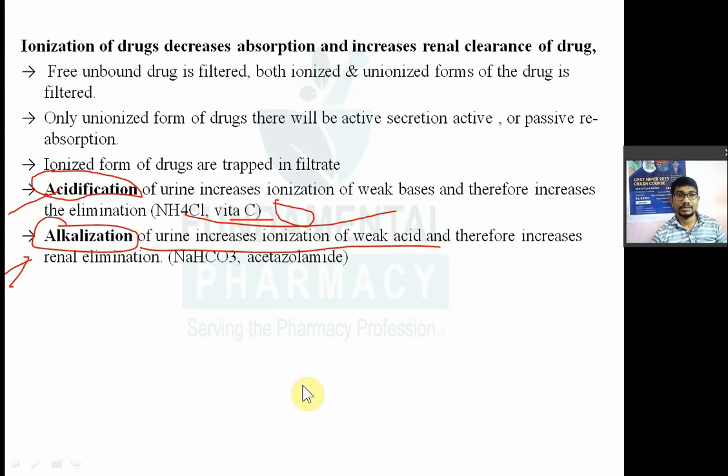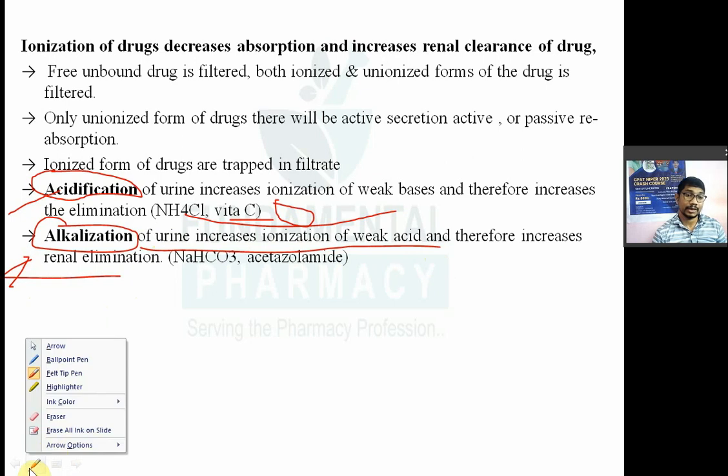What are the examples of urinary alkalizer? That is sodium bicarbonate and acetazolamide. Sodium bicarbonate and acetazolamide, these are known as urinary alkalizers. Ammonium chloride and vitamin C, these are nothing but the urinary acidifiers.